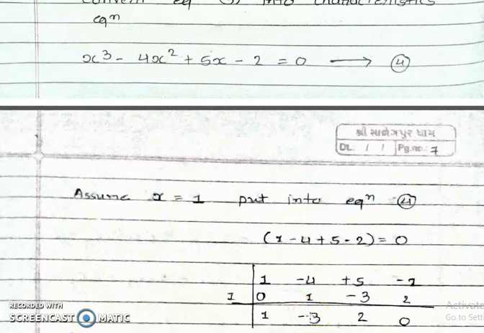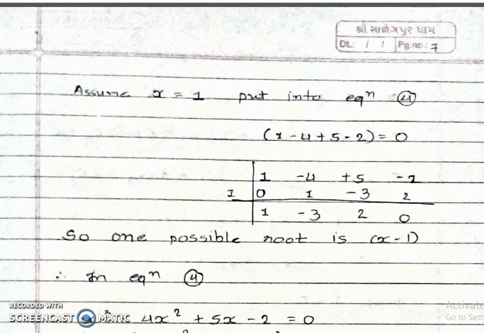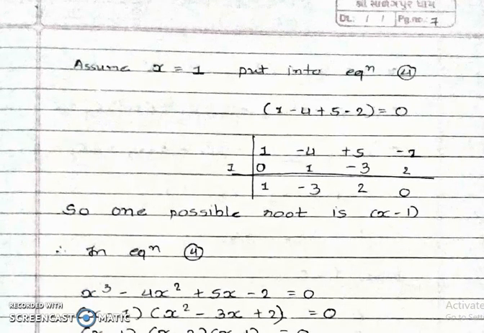Then again multiply these two numbers, minus 3 into 1 is equal to minus 3. Then sum these two numbers and we get 2. Then again multiply 2 into 1 is equal to 2. So minus 2 plus 2 equal to 0. So finally we get 0. So x equal to 1 is a solution of this equation.